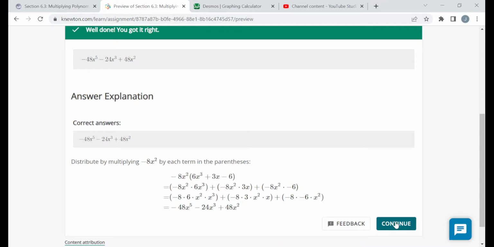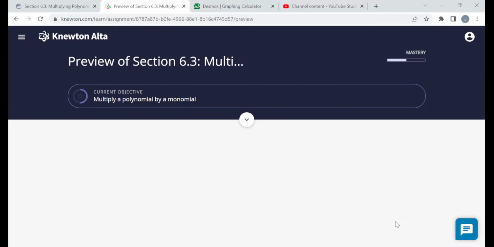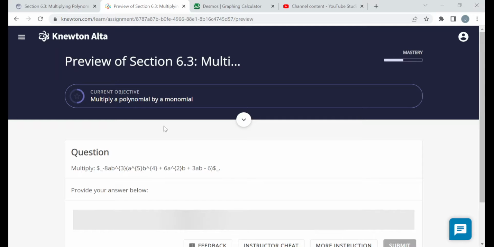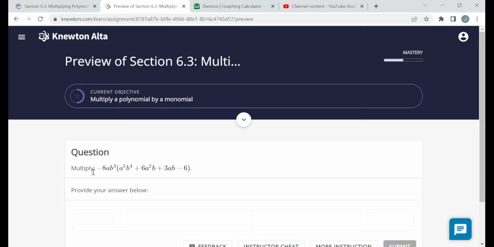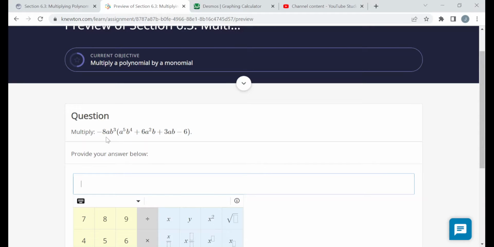Yeah, that'll probably be the easiest of the objectives, multiplying by a monomial. Alright, so we got one more like that here. So I have negative 8ab cubed, right? There's a monomial, and I'm distributing over this polynomial with 4 terms here. So just multiplying every single one of those 4 terms by negative 8ab cubed. So negative 8ab cubed times a to the 5th, b to the 4th would be negative 8, a to the 6th, b to the 7th. Right? And again, I'm assuming you remember how to multiply your monomials by now.